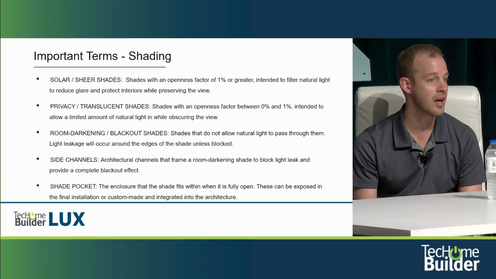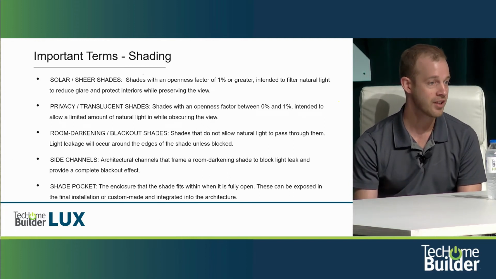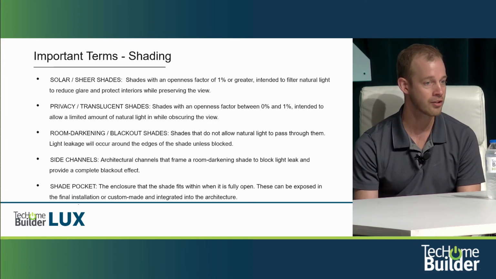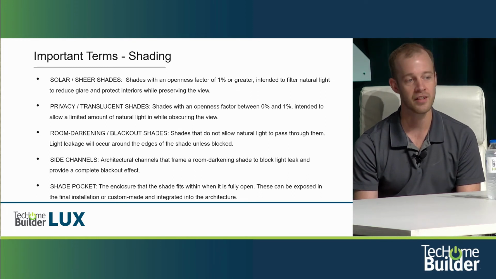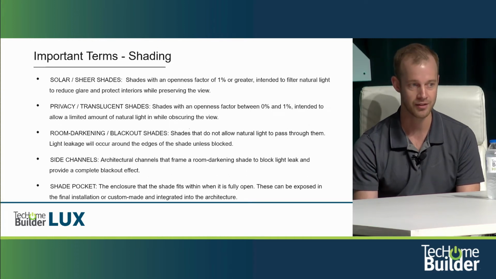Solar and sheer, privacy, room darkening, all just kind of the main different types of shades. Side channels. Shade pockets is a huge one. Where do the rollers and motors for these shades live? Are they surface mounted? Are they recessed into the ceiling? Is this component provided by the shade manufacturer? Is this something that you guys have to coordinate and build?